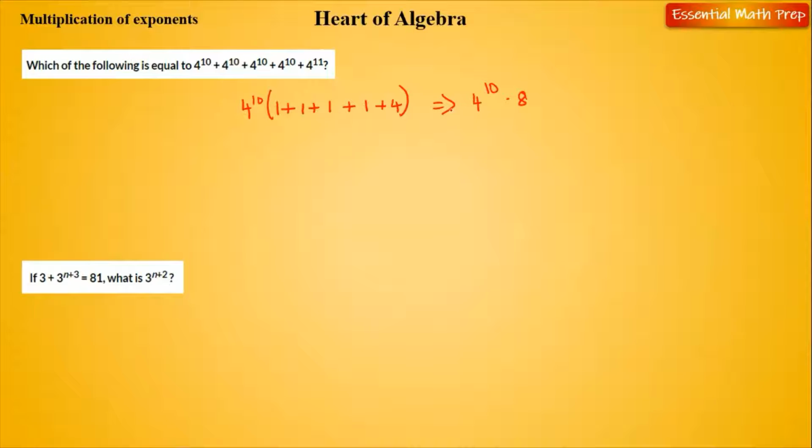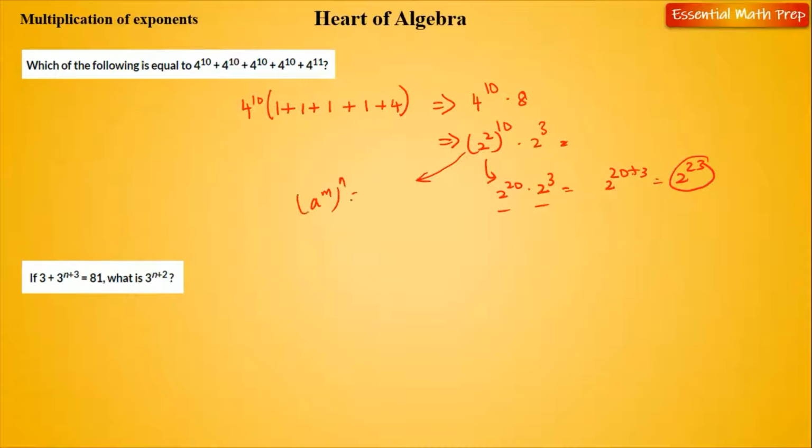Can you simplify this any further? Yes, you can. How? Well, 4 is 2 squared, and then it's raised to power 10. 8 is 2 cubed, right? This portion right here is 2 power 20 times 2 cubed. Since the bases are common, it's 2 raised to the power 20 plus 3, it's 2 power 23. Did you see what we did here? This is the same as a power m raised to the power n is a power m times n. So that's how I got the 2 power 20. And here, a power m times a power n equals a power m plus n. So you have two logics that you have to apply.